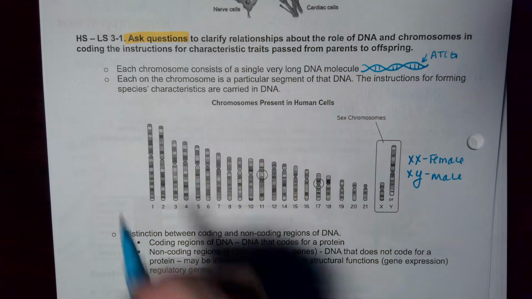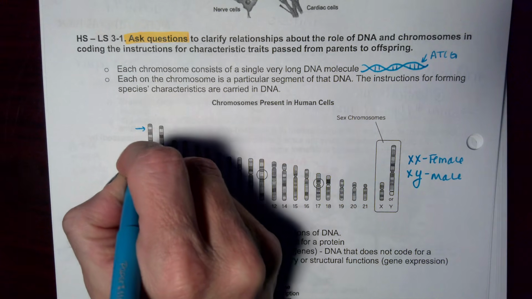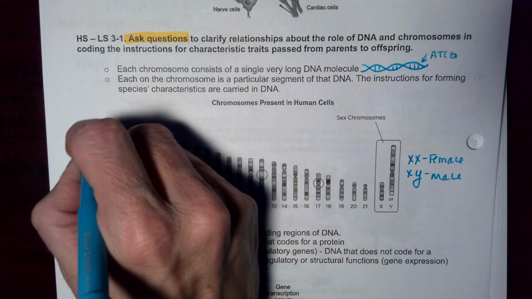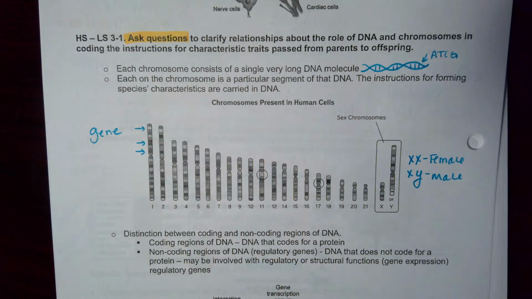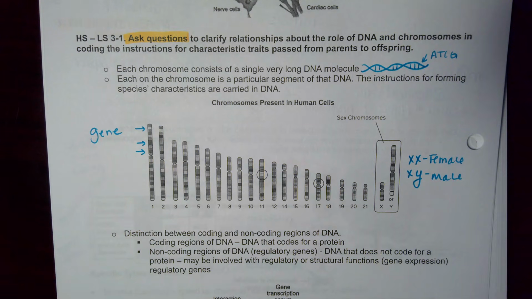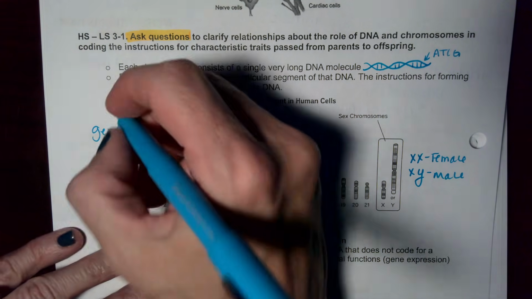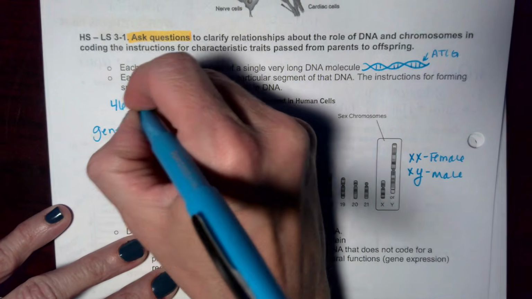The other thing to note is that each one of these bands represents a different gene. Also keep in mind that when we have chromosomes, this is not a totally accurate representation. Humans have 46 chromosomes.